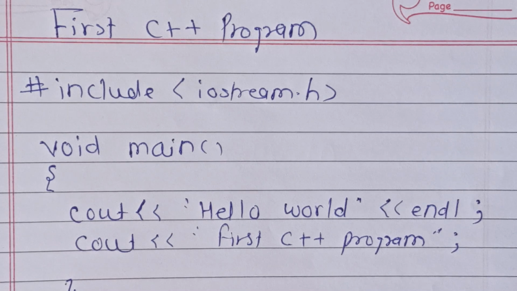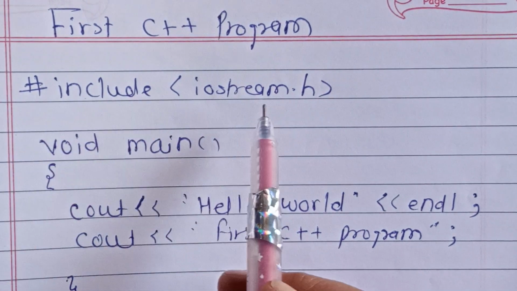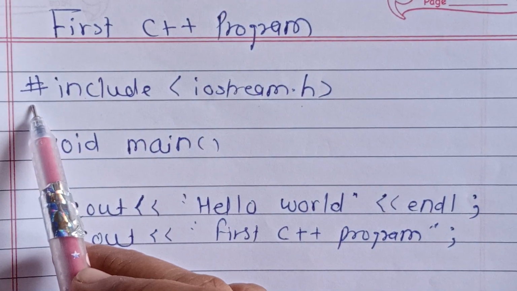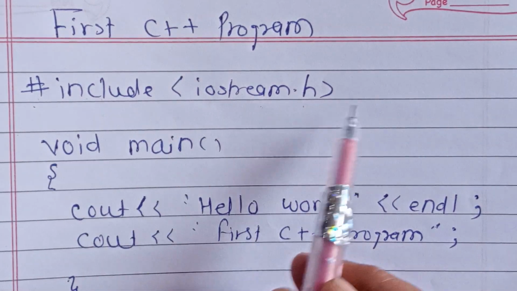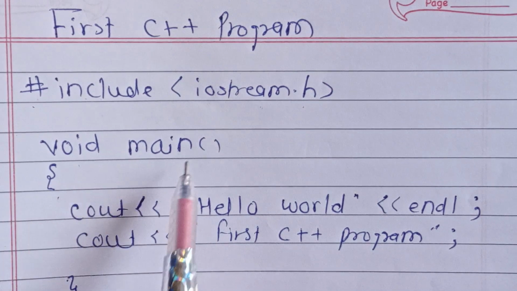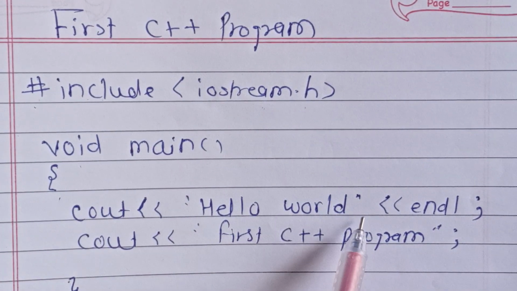From this video we are starting C++ programming. So let us write the first C++ program. For writing any C++ program you have to include the file iostream.h. Okay, so this is a preprocessor statement, #include iostream.h. Then the execution will start with the main function, void main, and next we are simply displaying a message, hello world.